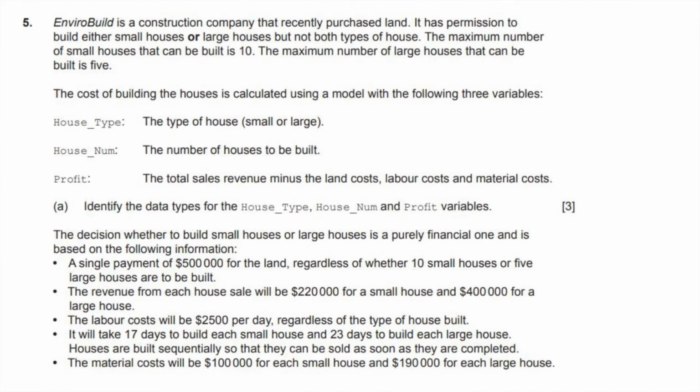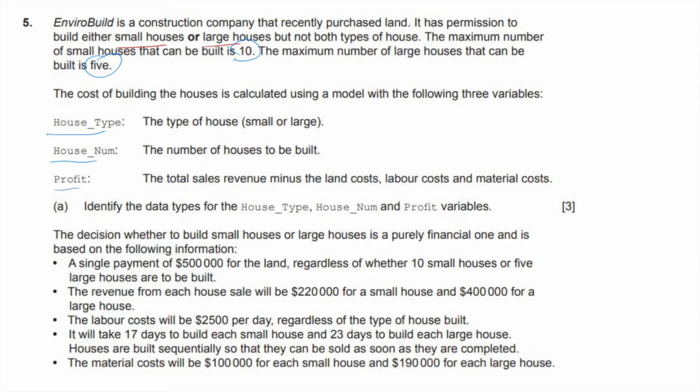Now this problem is slightly more complex and has more variables, hence the resultant spreadsheet is also going to be more complex. So EnviroBuild is a construction company that recently purchased land. It has permission to build either small houses or large houses, but not both. The maximum number of small houses that can be built is 10. The maximum number of large houses that can be built is 5. The cost of building the houses is calculated using a model of the following 3 variables: house type, which specifies whether it's small or large, house number, the number of houses to be built, and profit.